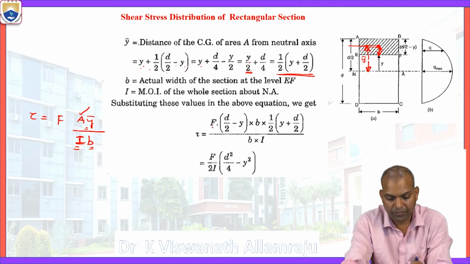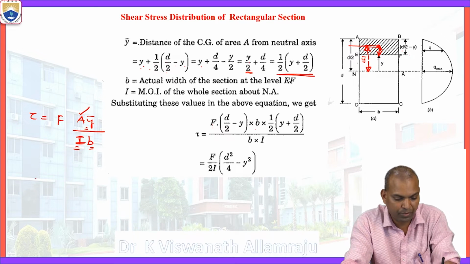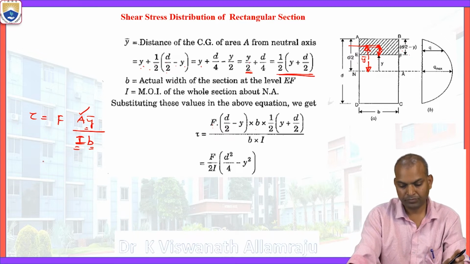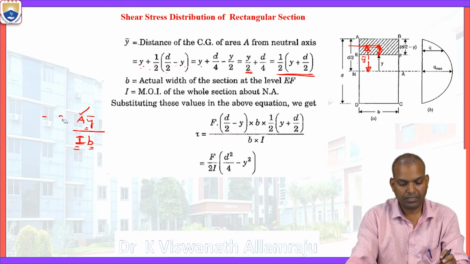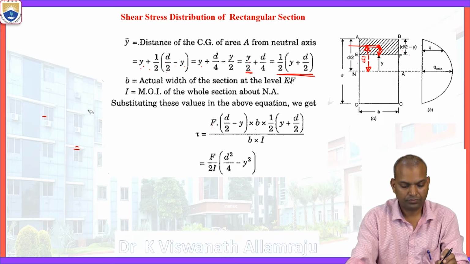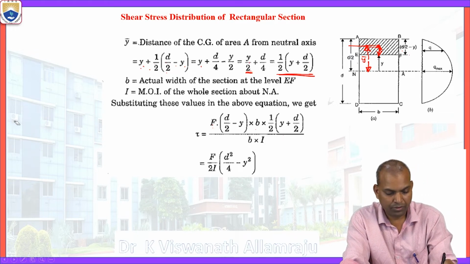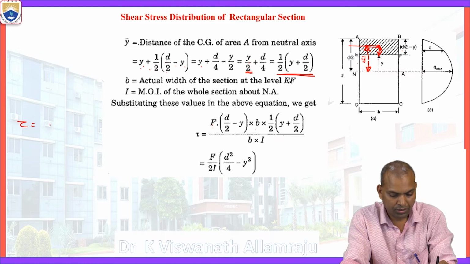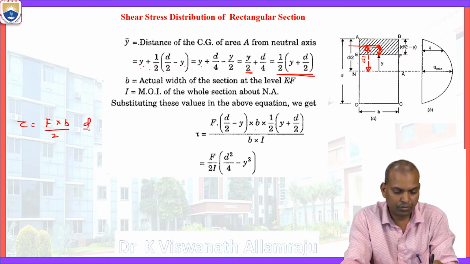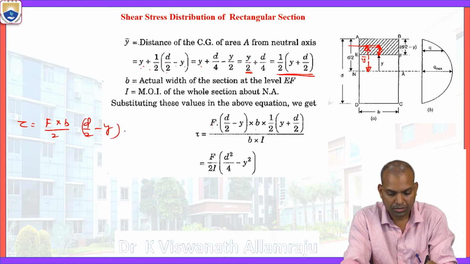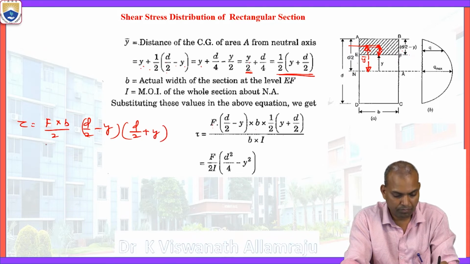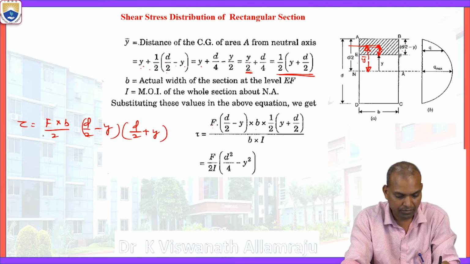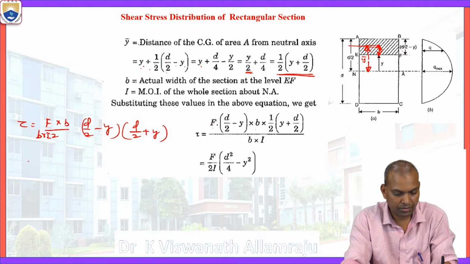Now this is F by, for simplification, if we simplify that equation, after simplifying that equation, that is tau equal to F times F into B by 2 into d by 2 minus y, d by 2 plus y, by B times I.